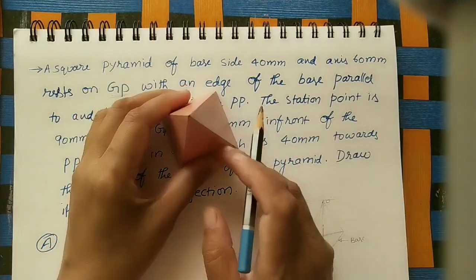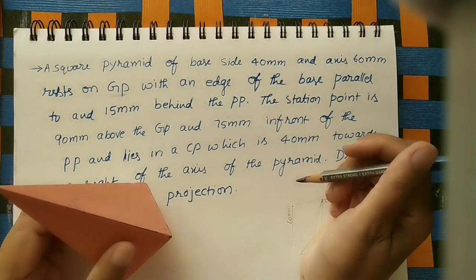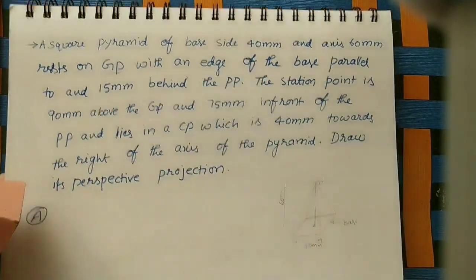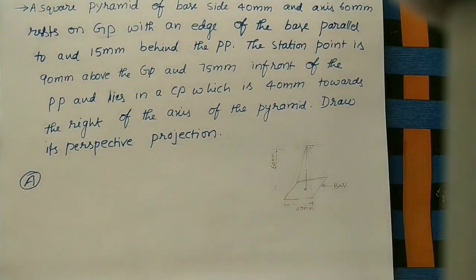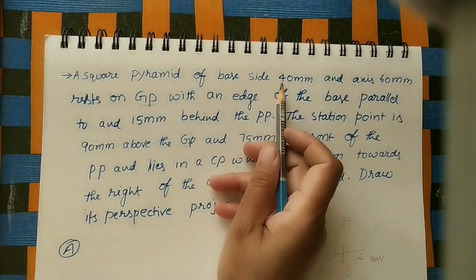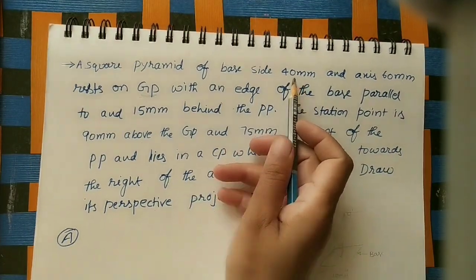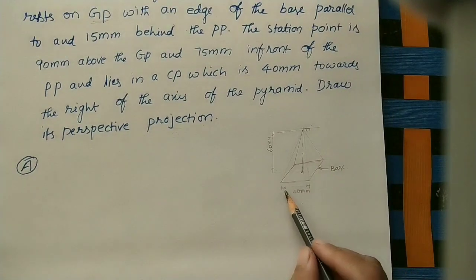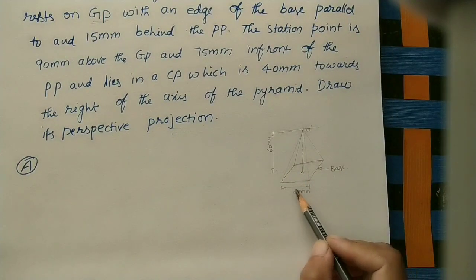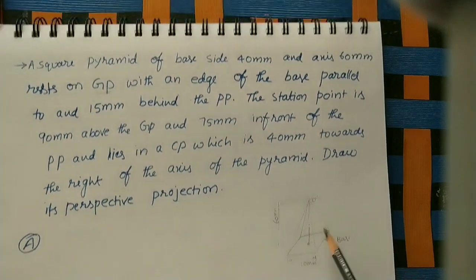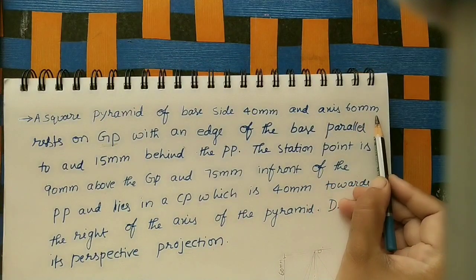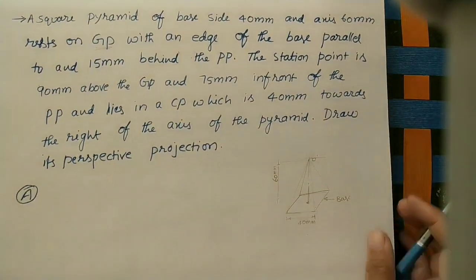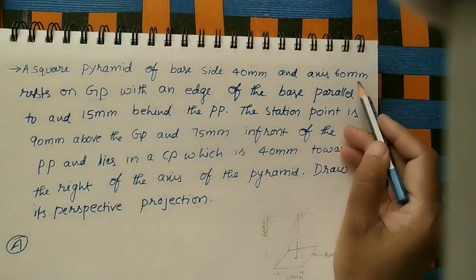The position of the square pyramid has been given in this question. Let us take it initially. Here also I drew the square pyramid roughly. A square pyramid of base side 40 mm, each side of the square is 4 cm. This is the base. And axis 60 mm, that is, the height of the pyramid is 6 centimeters.